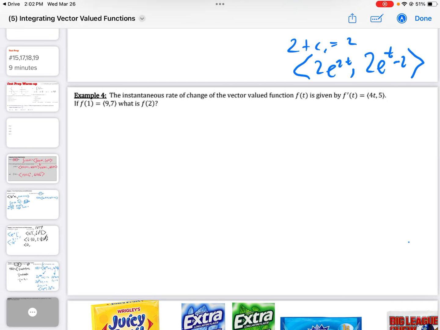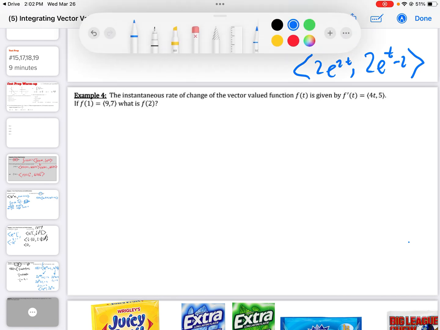All right, this example says the instantaneous rate of change of the vector value function is given by 4t, 5. So that's a vector value function. It's the derivative. It says if f of 1 is 9, 7, then find f of 2. So it's the stuff we just did in example 3, but adding one extra step. Once we find that initial position function, or the initial vector value function, plug in 2 and see what you get.